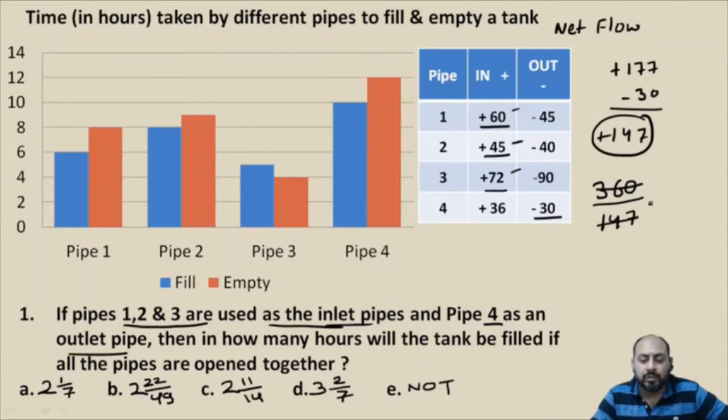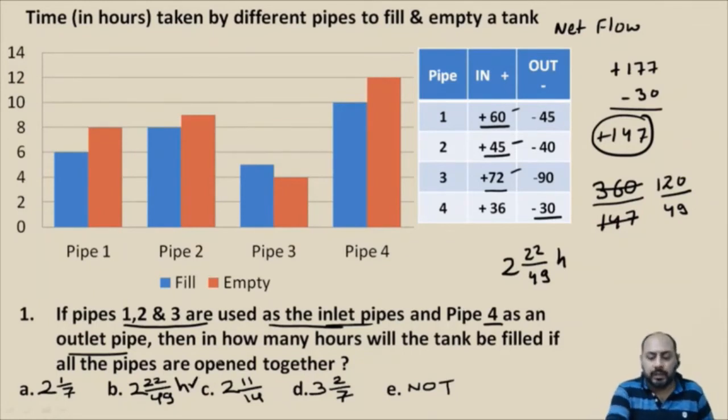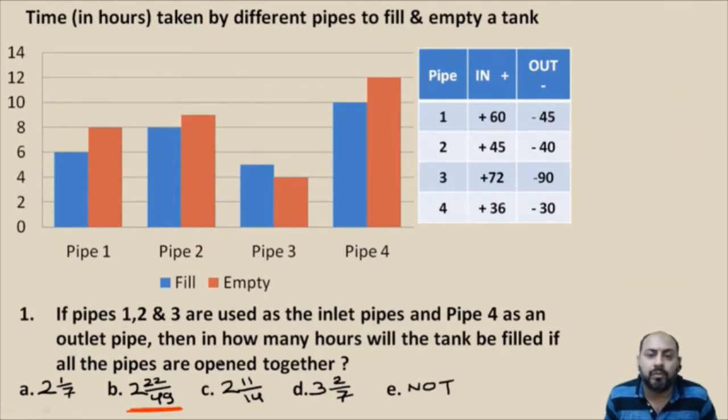As you can see, both of these can be divided by 3, so 120 in the numerator and 49 in the denominator. So 2 whole 22 upon 49, because 49 twos are 98, 98 plus 22 makes it 120. This will be the total time in hours. So 2 whole 22 upon 49 hours should be the correct answer. This is the answer to question number 1.